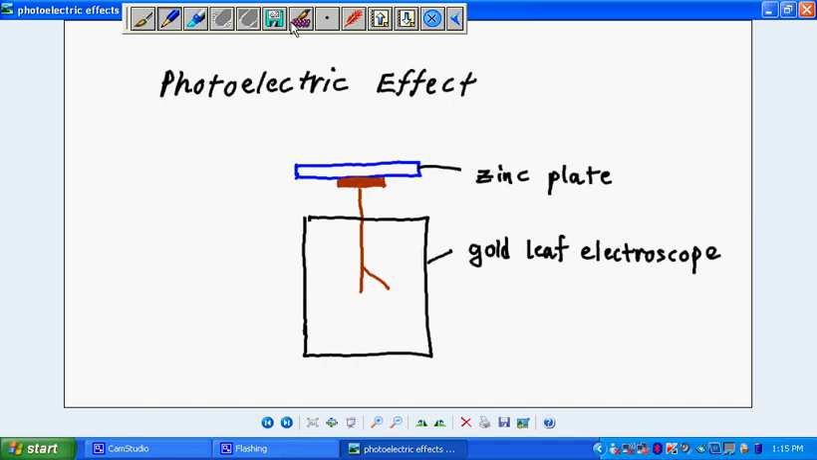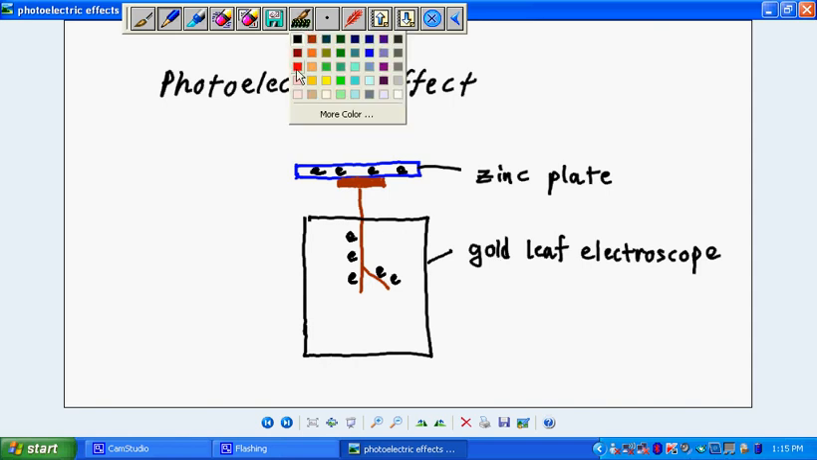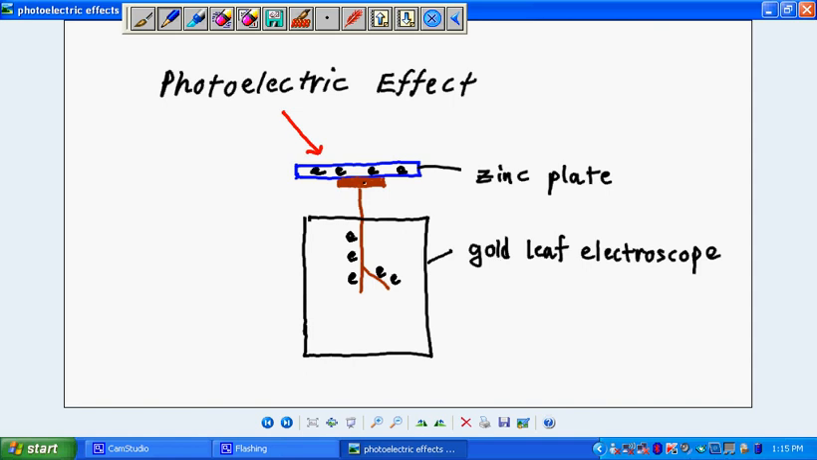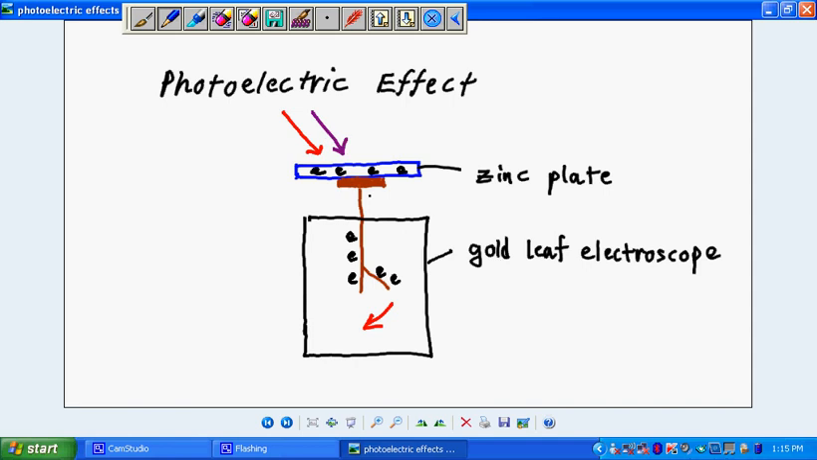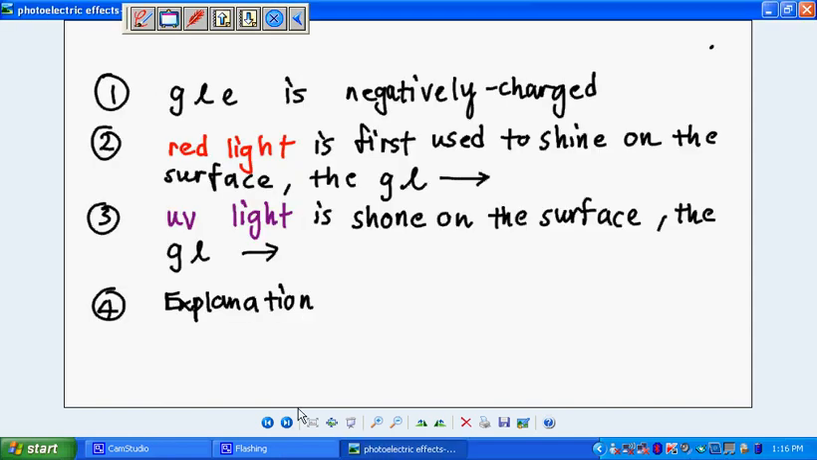So what we assume is, in the beginning, we have a lot of negative charges because the whole thing is negatively charged. What do we do first? We shine red light on it and see whether the gold leaf will fall down or not. Or perhaps I use UV light, shine on it, and I want to see whether it will go down or not. So what we can see is the gold leaf electroscope is negatively charged.